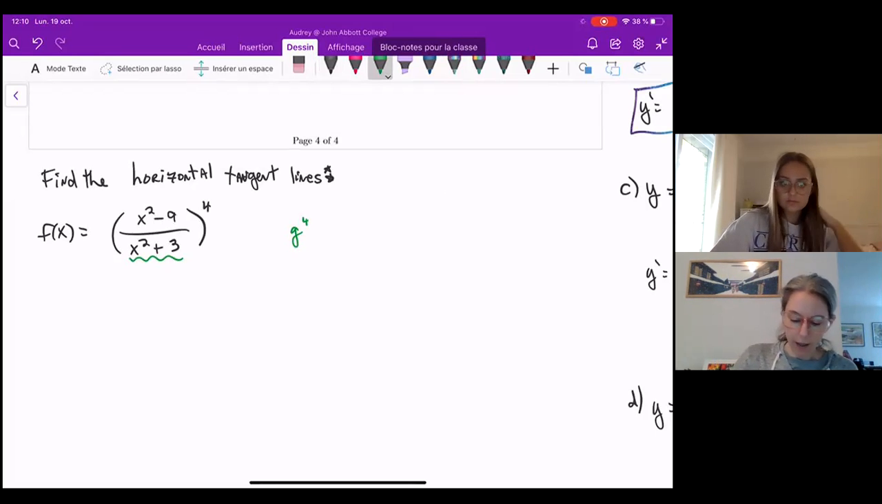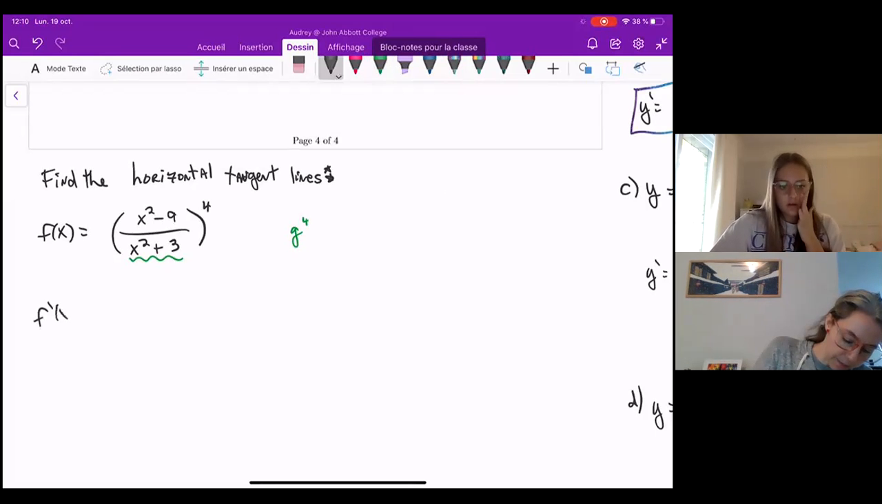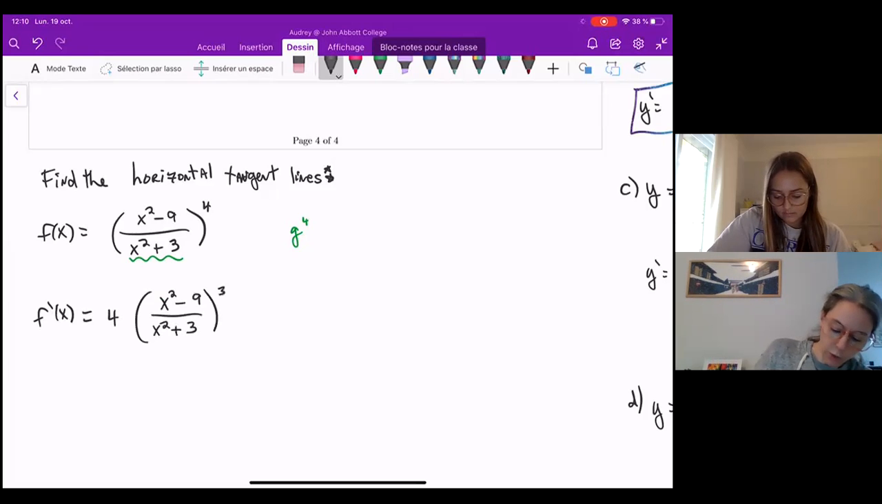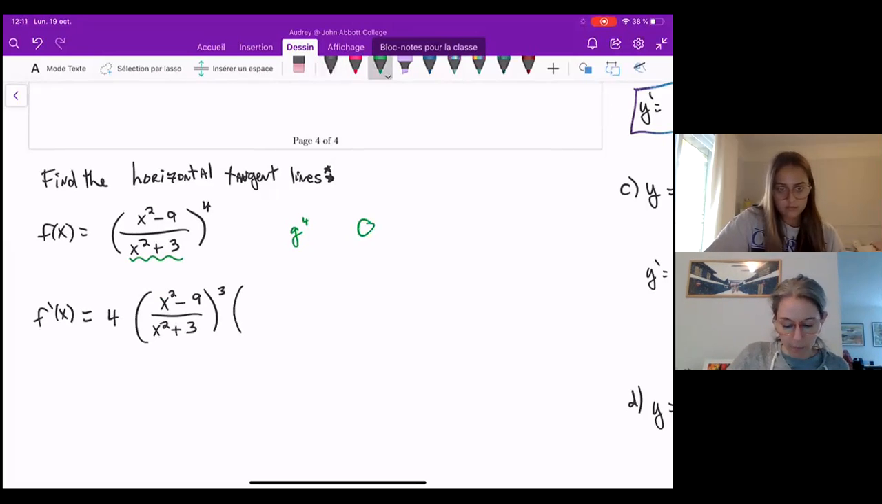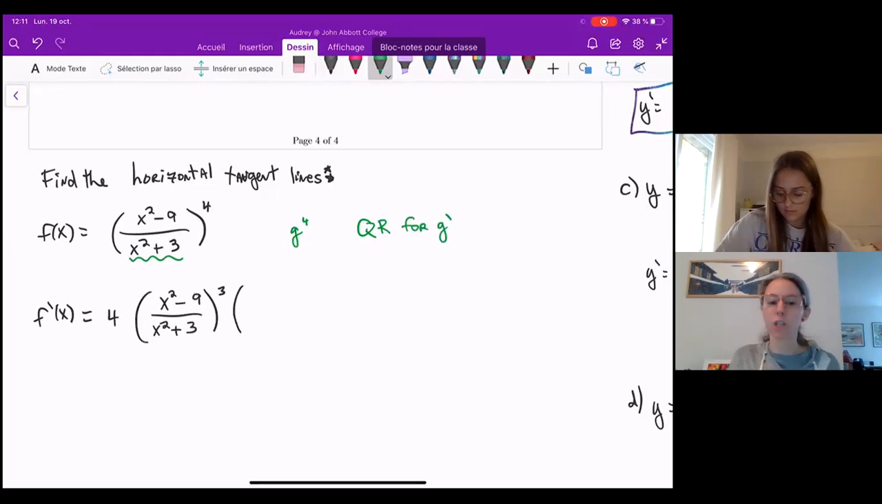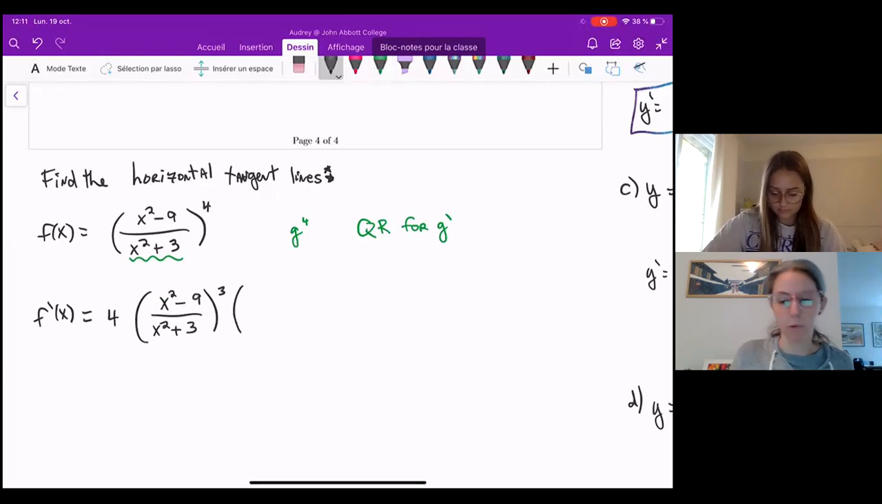So then I am doing f prime of x. I bring the 4 down to the front. I don't touch what's inside. I subtract 1, and then I pull out the derivative of the inside, which is my quotient rule. So there's going to be a quotient rule for g prime. And I'm just going to do that quotient rule immediately because I don't want to keep you guys too much longer, but I do want to see the simplification.